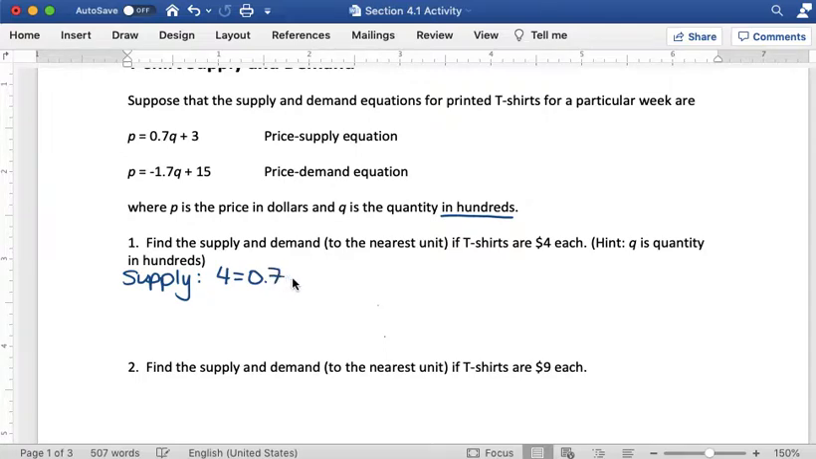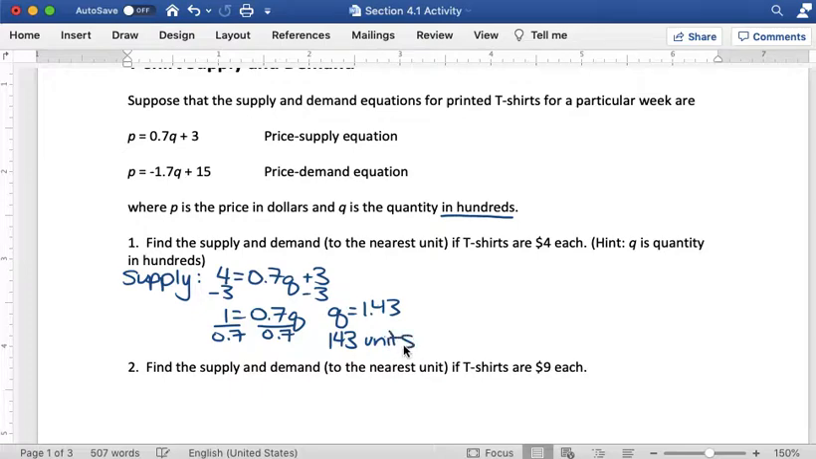We have 4 equals 0.7 Q plus 3. And then to get Q by itself, I need to subtract 3 from both sides. And then I need to divide both sides by 0.7. And if I do that, I get Q equals 1.43, which is 143 units. So whatever I get for Q, I multiply by 100 to get the number of units.